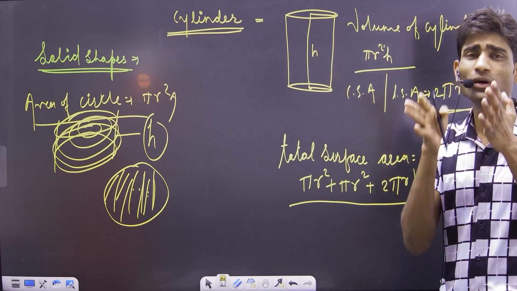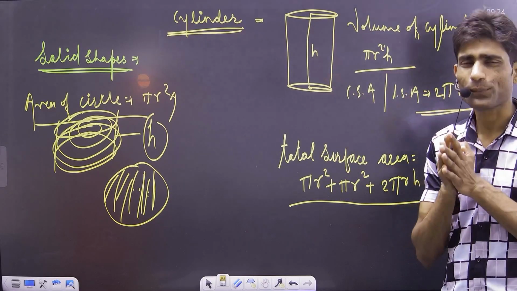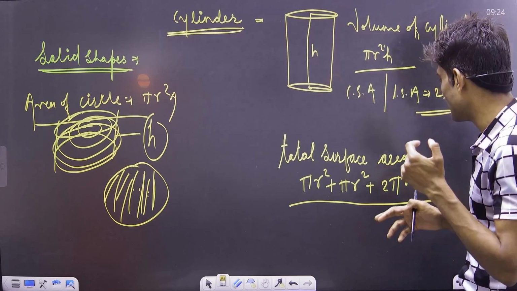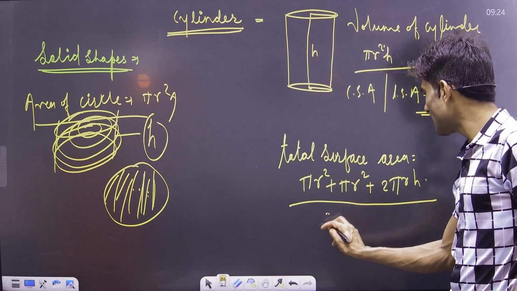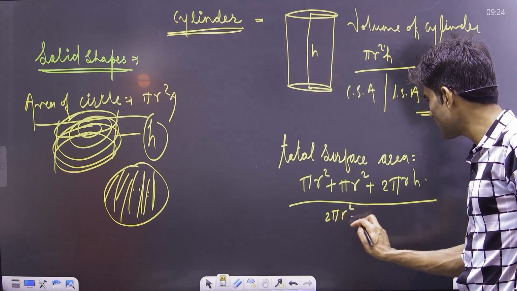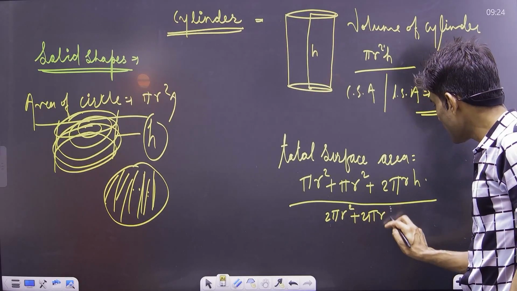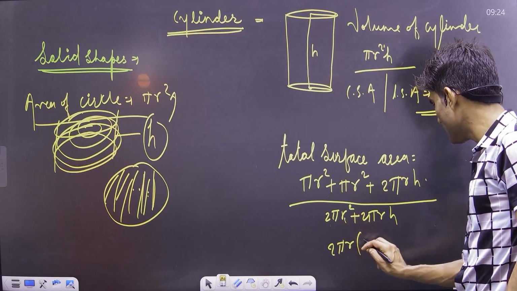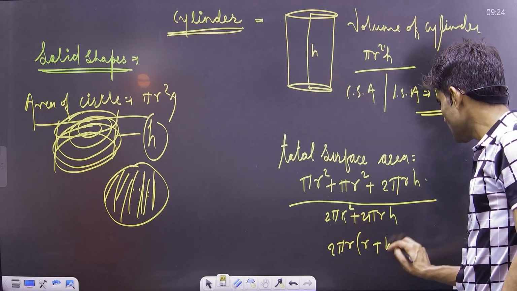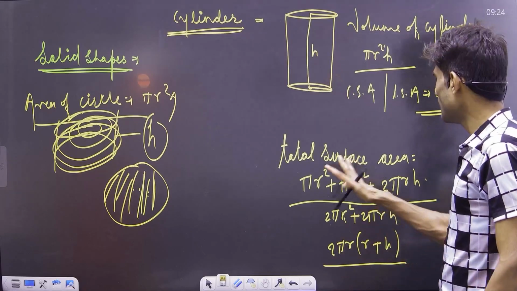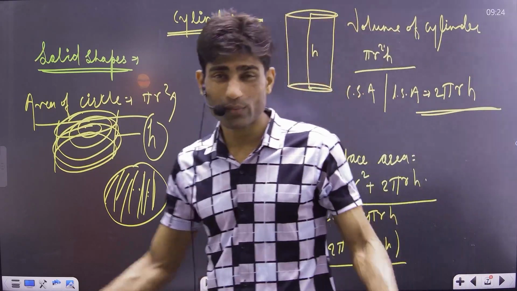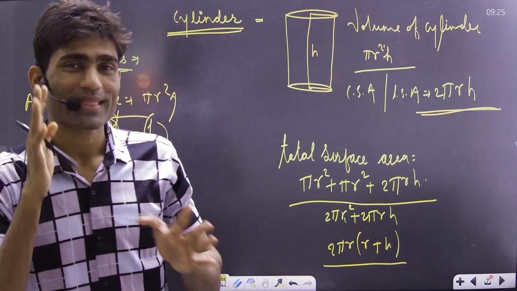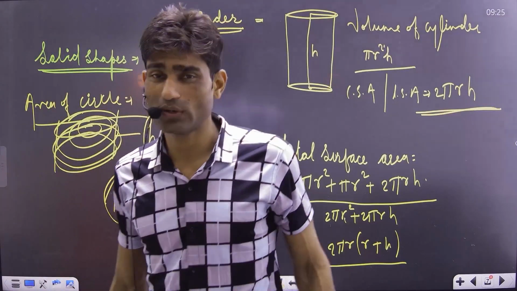So we make it into a short form that we can understand easily. Pi r square plus pi r square, we write as 2 pi r square, plus 2 pi r h. Take 2 pi r common, and under it remains r plus h. This is our total surface area for the cylinder. Okay, that's it for our cylinder.